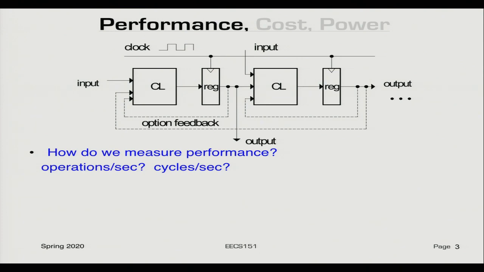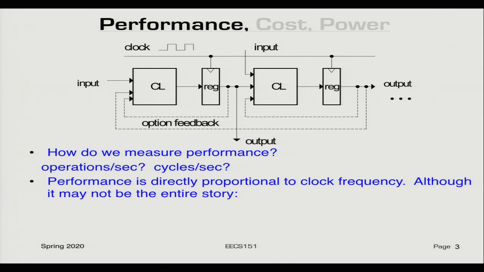Some people say cycles per second. The circuit's running at 100 megahertz, therefore that's its performance. So we make it go at a gigahertz, then we've increased its performance by 10x. Sort of. It's not so simple. It is directly proportional to the clock frequency, but it may not be the entire story.